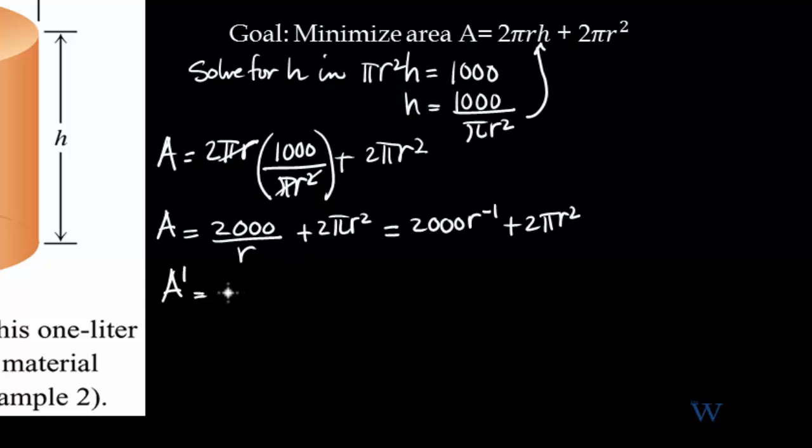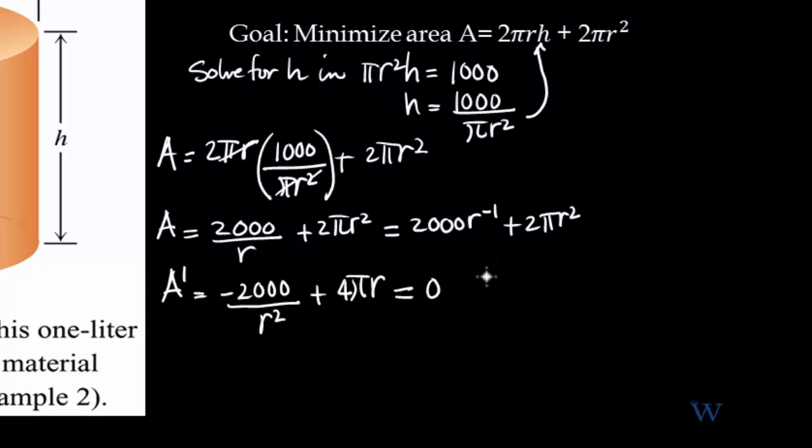So now when you take the first derivative, it's going to be negative 2000 r to the negative 2, which means over r squared, plus 4 pi r, because you would bring down the 2. So here you've taken the derivative of A with respect to r. And then what's the next thing we do? Set it equal to 0, because that'll give us the critical point.